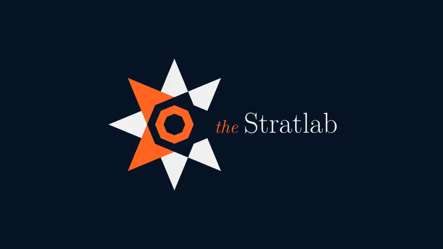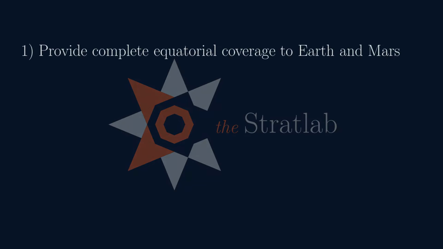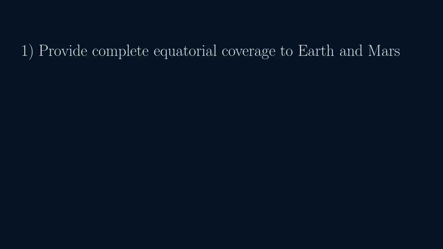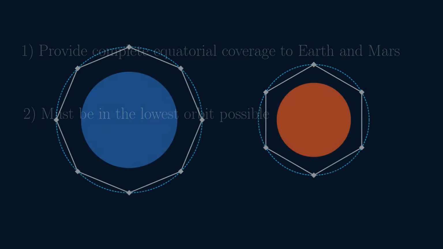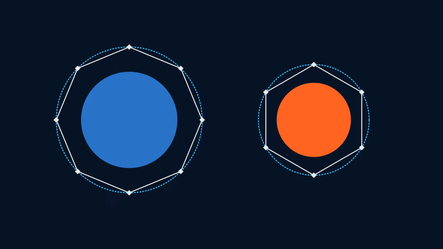Before we begin, let's define the goals for our communication network. For one, it needs to be able to provide coverage to all equatorial positions and orbits around Earth and Mars. And secondly, it needs to be as close to the planet as reasonably possible. This is because I want to use a compact CubeSat design, which works better if it is closer to the receiver. To fulfill these requirements, I'm going to set up a ring of 8 satellites around Earth and a ring of 6 satellites around Mars.